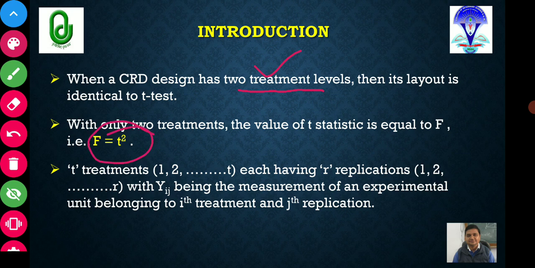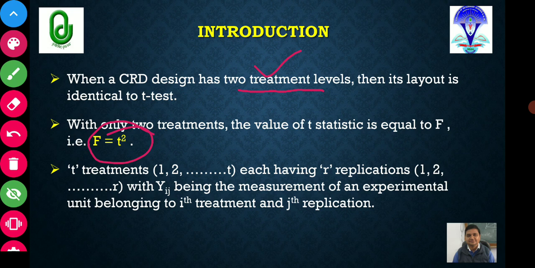If you remember, I have already told you that f-test is a variance ratio test and t-test is a comparison of means. So when we are squaring the t, it becomes a variance. So here f is equal to t square. When 2 means are being compared in CRD, or if you are having only 2 treatments, then f will be equal to t square. If you are squaring the value of t, you will be getting the value of f.